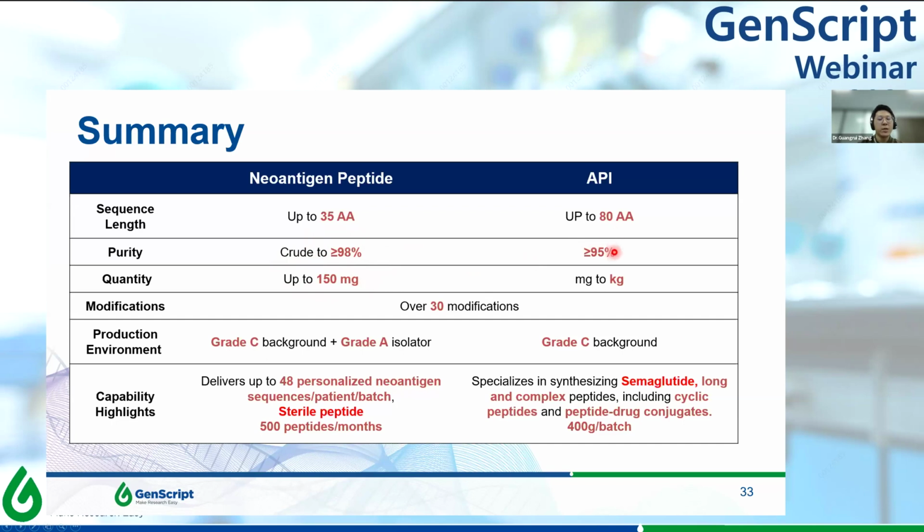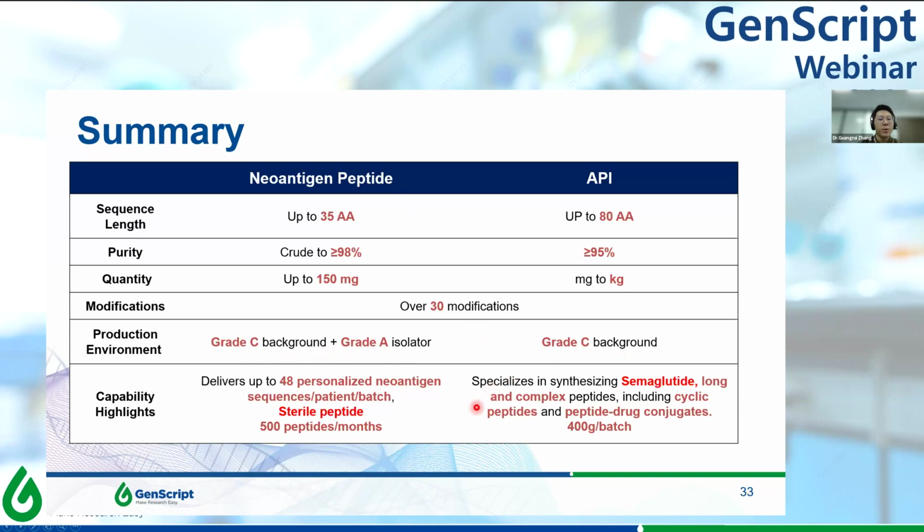And for the API, we can go up to 80 amino acids. Purity usually is over 95%, or you can go to 98%. And the quantity is microgram to kilogram. And they all can do over 30 modifications. And for the neoantigen peptide, as I said, we have the grade C background plus grade A isolator to give you the serial peptides. And for the API, we have the grade C background.